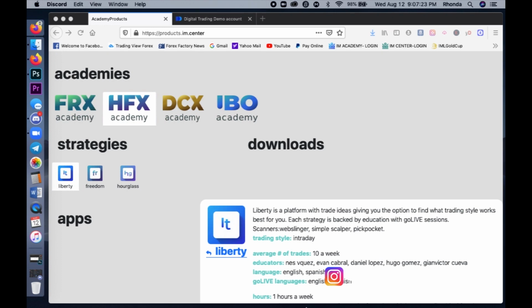Now, understand that HFX is high frequency Forex. Okay, nothing different. We're still utilizing Forex methods and strategies. It's just a lot faster. It's based off of time.